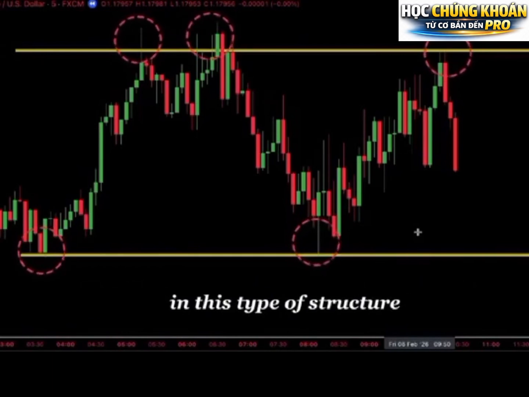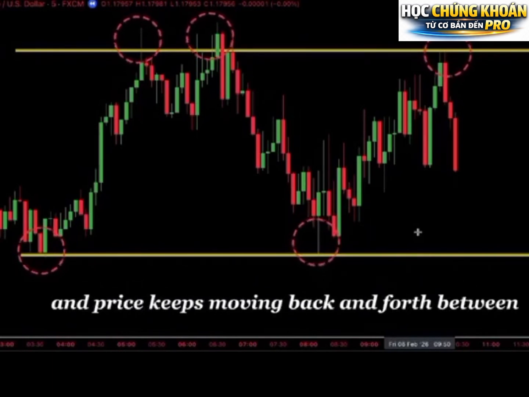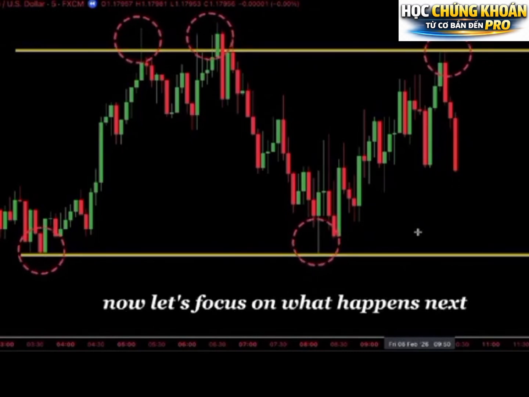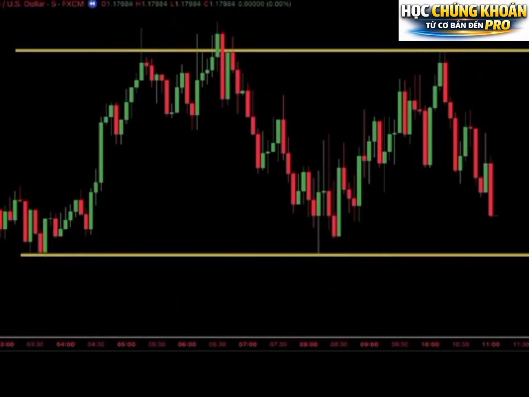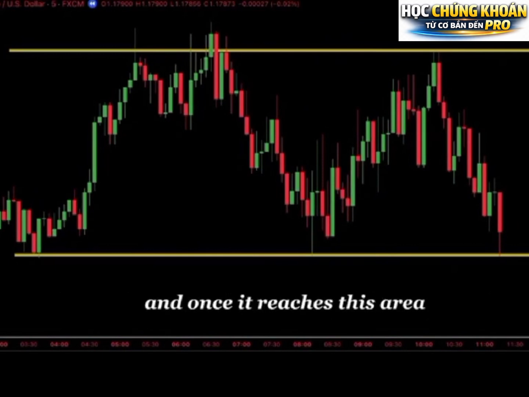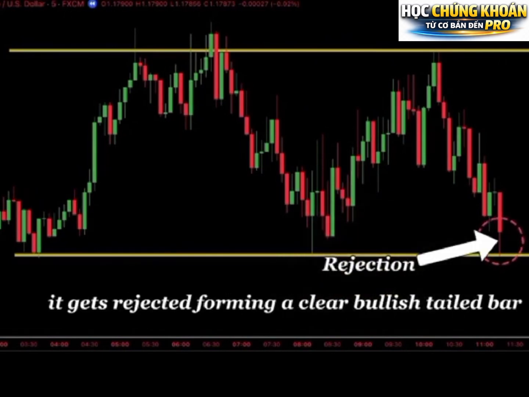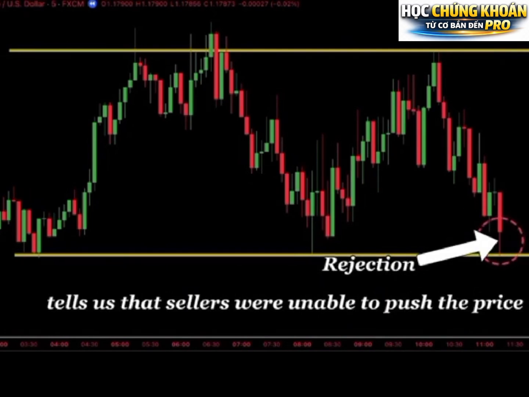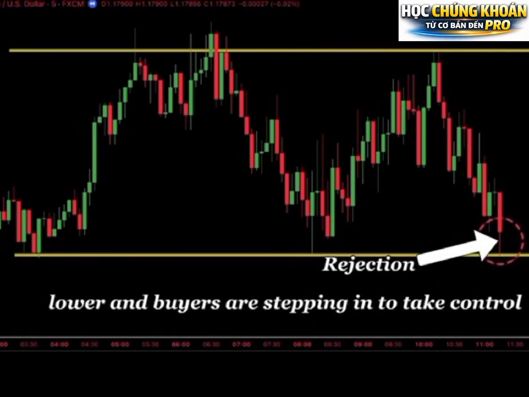In this type of structure, buyers and sellers are balanced and price keeps moving back and forth between support and resistance. Now let's focus on what happens next. The market moves down toward the support level, and once it reaches this area, it gets rejected, forming a clear bullish-tailed bar.